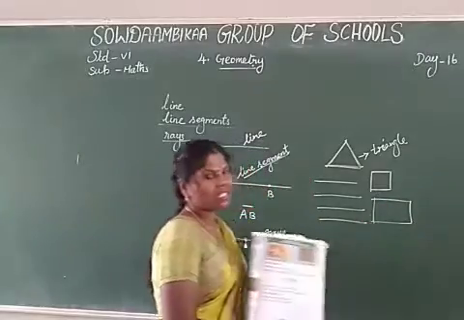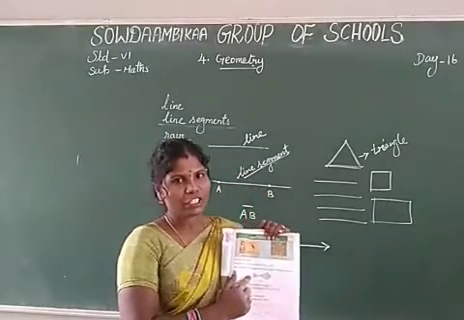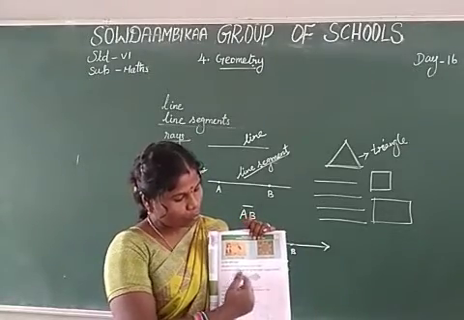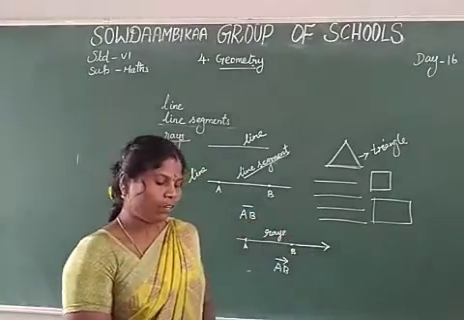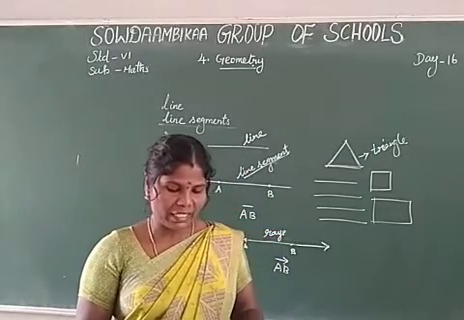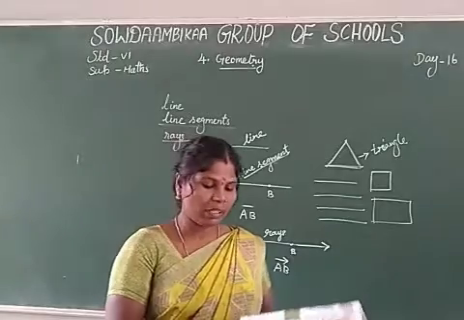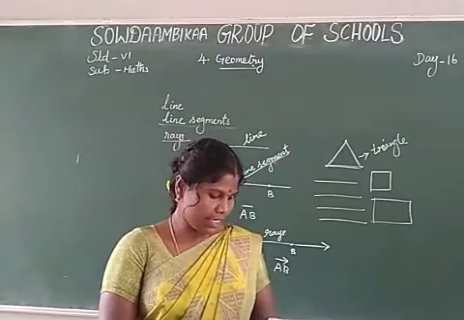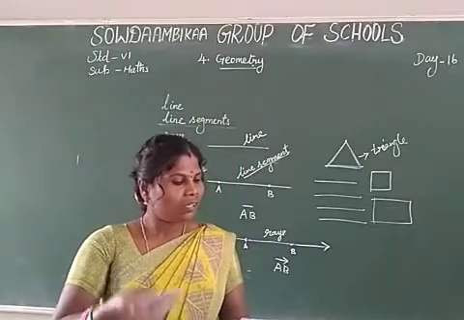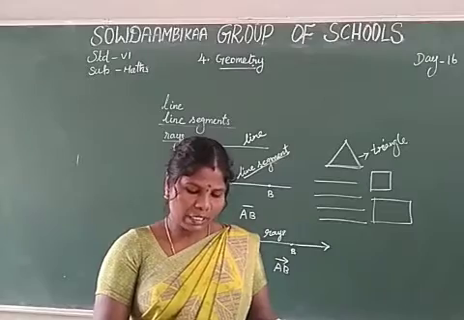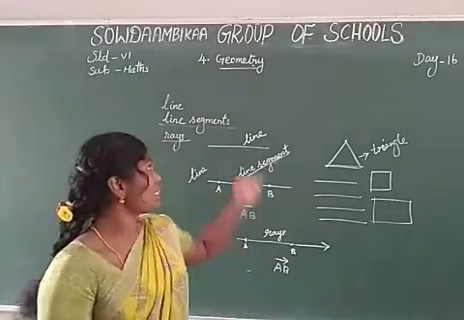But a fish shape is given. How many lines? 1, 2, 3, 4, 5. So 5 lines. Next, only 2 lines are given, with parallel lines and intersecting lines. Next, take page number 78. You read this. Now see page number 79, line segment.